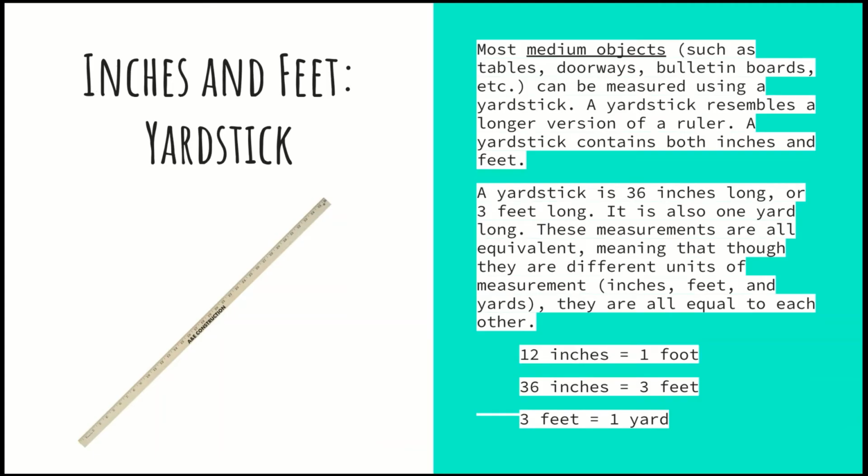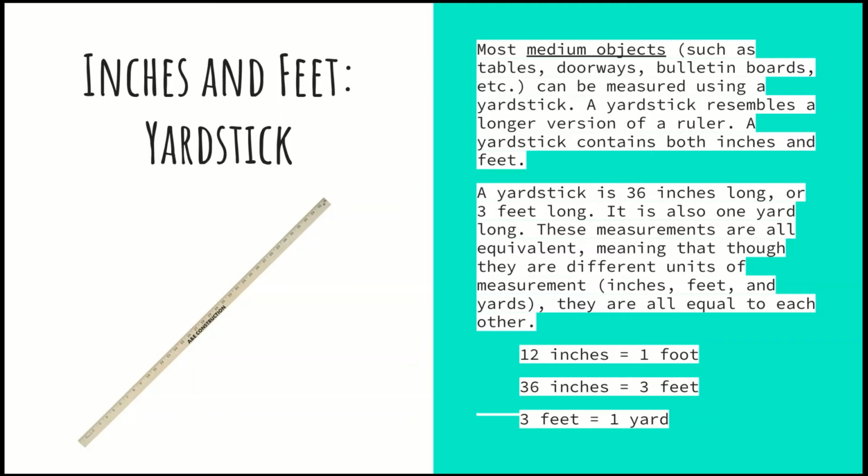All right, so if we wanted to measure something that was medium-sized, we'd use inches and feet, and we would use perhaps a yardstick. So most medium objects, such as tables, doorways, bulletin boards, etc., can be measured using a yardstick. A yardstick resembles a longer version of a ruler. A yardstick contains both inches and feet. A yardstick itself is 36 inches long or 3 feet long. It is also 1 yard long.